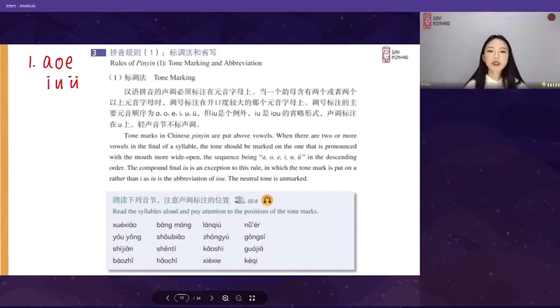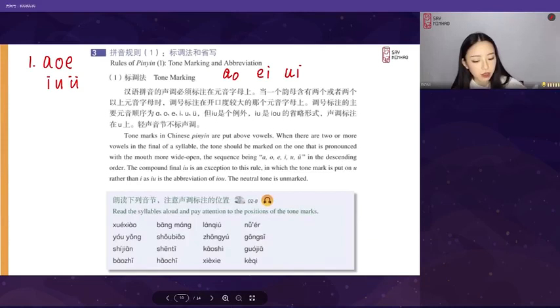So sometimes we know there are some finals like ao and ai and wei, something like this. There are two vowels appeared together. Then where should we put a mark? So this is another rule. So first, if there is an a, always put a on the top priority. Okay, top priority. If there is an a, just mark a.